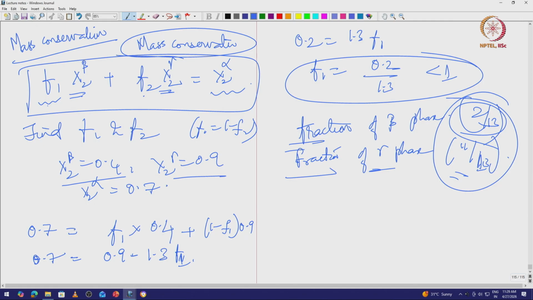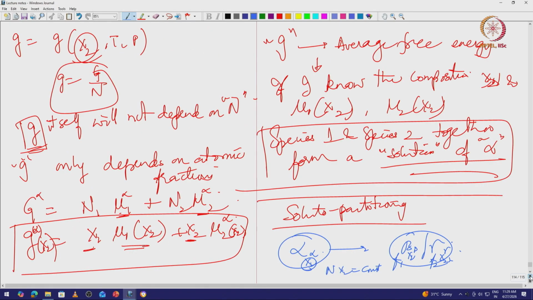Or if I know the fractions I can estimate the compositions and so on. Okay. So, this is just mass conservation. So, mass conservation should be followed. Alright. So, now let us go back and say that, look, mu1 and mu2. So, g of x2 is x1 times mu1, which is a function of x2, plus x2 times mu2, which is a function of x2 again.